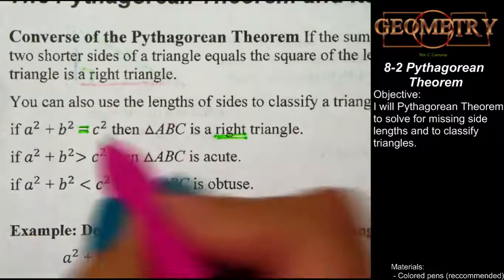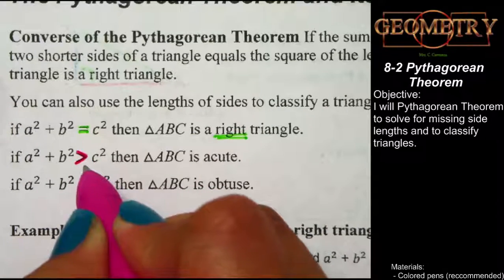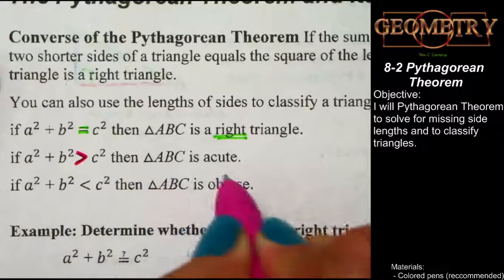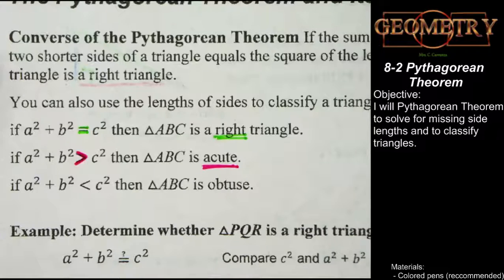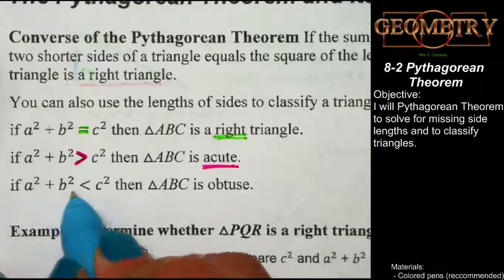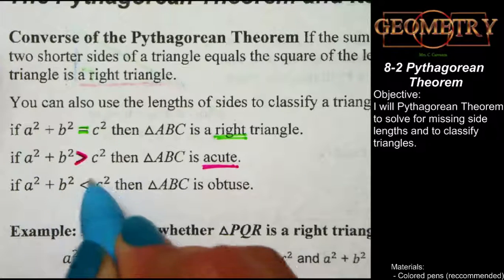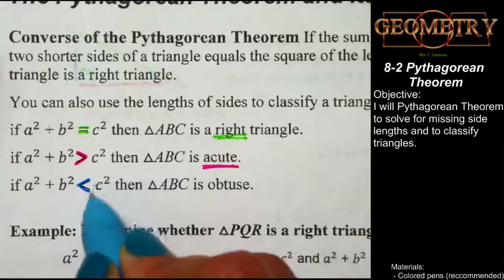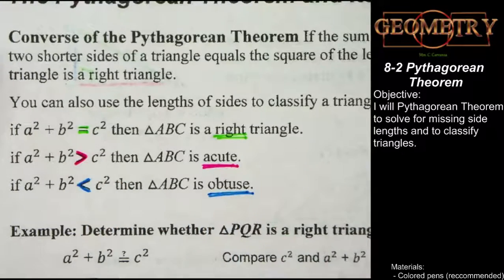But if when we do this addition, we realize that the two short sides squared and added together is bigger than the square of the biggest side of our triangle, then the triangle is acute. We could also have the case where squaring the smaller sides and adding them together gives us a number that is smaller than the square of the largest side. When that happens, my triangle is obtuse.